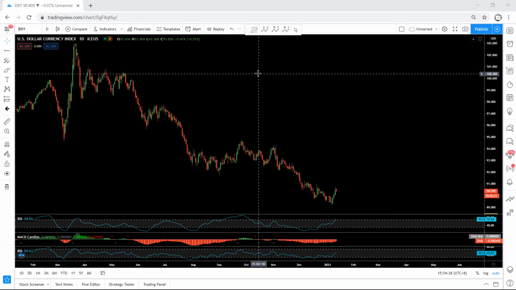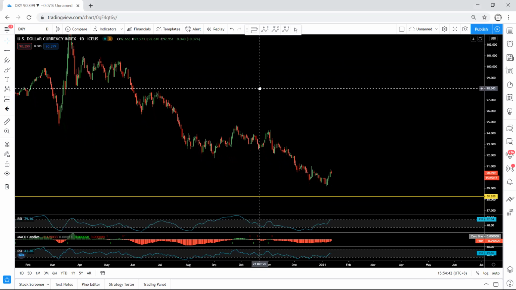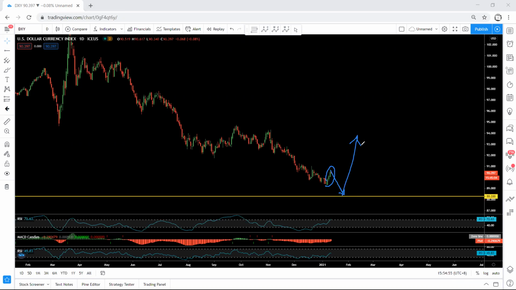Dollar index, now we start with the daily chart. Based on the daily chart, if you refer to my last video, we mentioned that we are more interested in the up move, but the question was whether this is the start of the up move, or whether we can still expect the price to come to this level before we look for the buy.